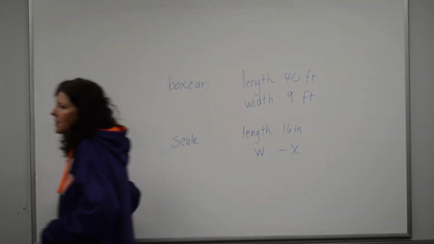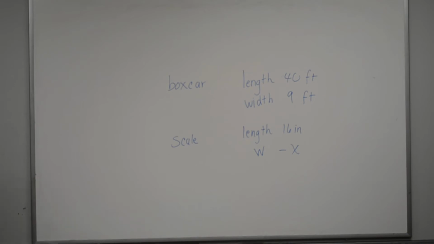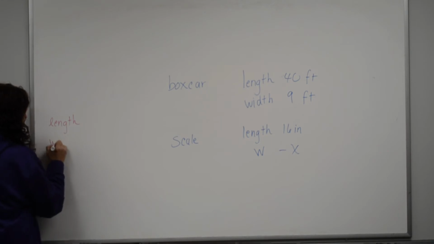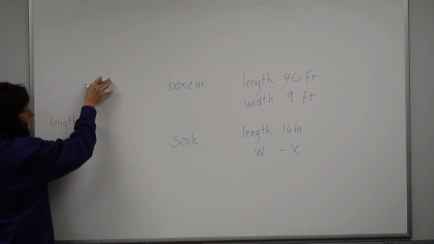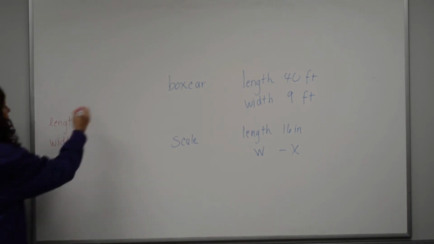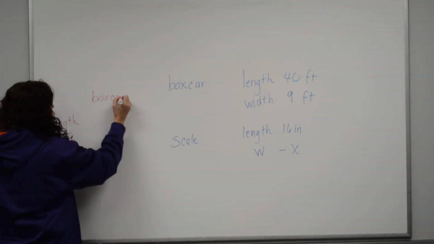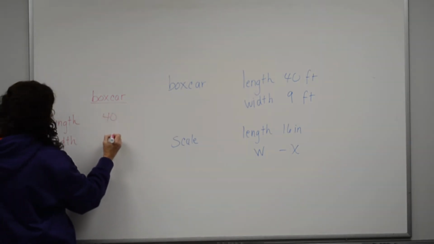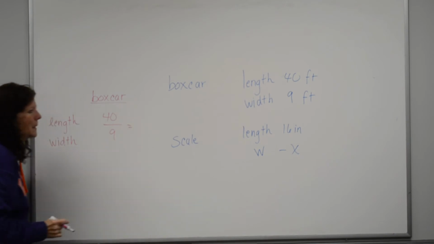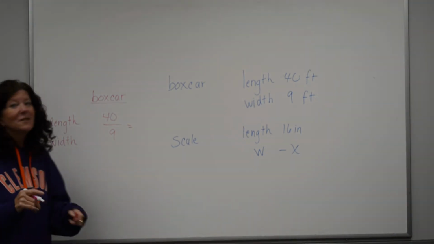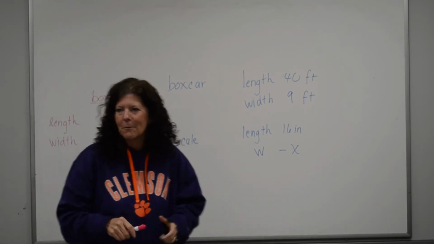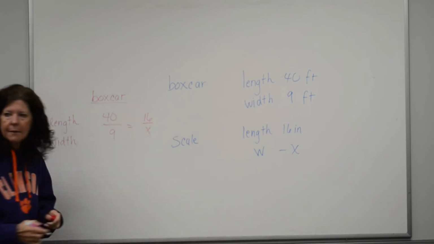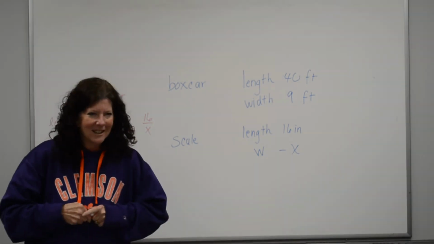Tell me what you're going to put on the top and what you're going to put on the bottom. Length and width on the side. So you've got length, you've got width. Which one did you put first, the boxcar or the scale? Boxcar. Okay, so the length of the boxcar is 40, the width of it is 9. Oh, I put 90, that was my bad. All right, so you had it set up right except for that. I assume then you have 16 over X, like that. Except for the 90.